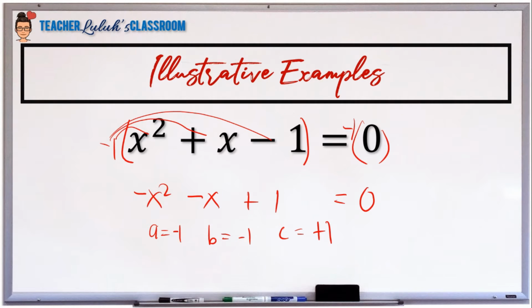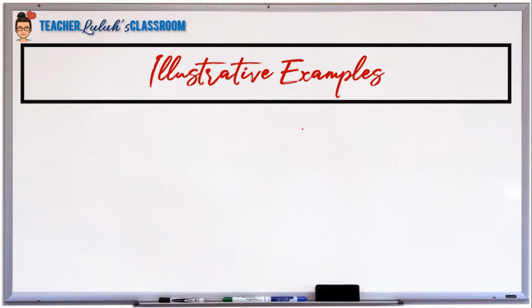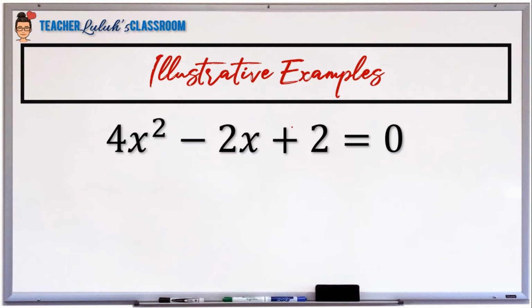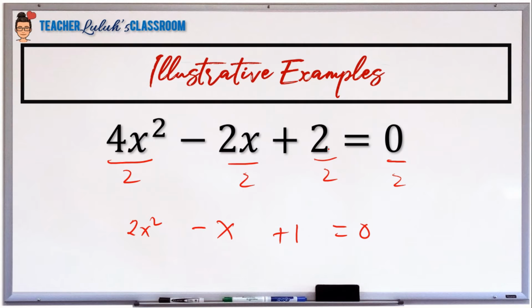Okay, so let's have another example. Let's have, for example, this one. 4x squared minus 2x plus 2 equals 0. So if we are going to write an equivalent quadratic equation, most people would actually divide all of this by 2. Actually, that's still multiplication property of equality. You multiply all by 1/2, meaning to say divide all by 2. So we have 2x squared minus x plus 1 equals 0. Equivalent equations.